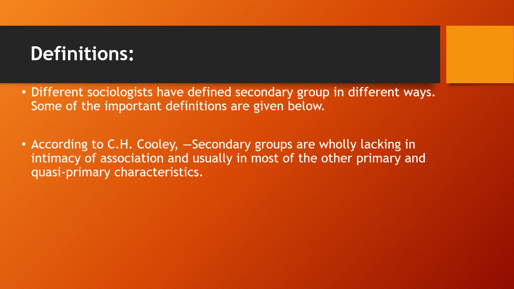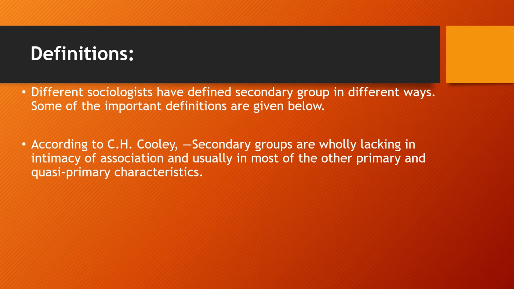We'll quickly see some definitions of secondary group. Different sociologists have defined secondary group in different ways, so some of the definitions are given here. First, according to C.H. Cooley, secondary groups are wholly lacking in intimacy of association and usually in most of the other primary and quasi-primary characteristics.